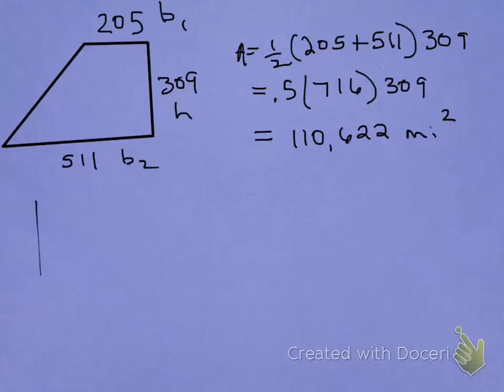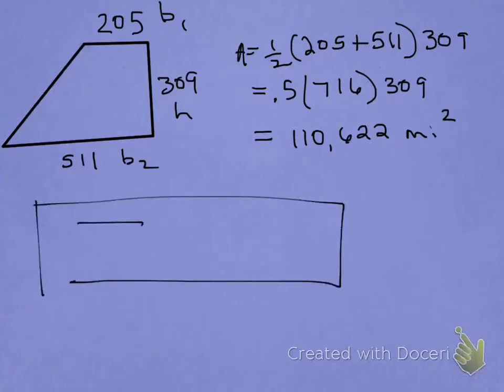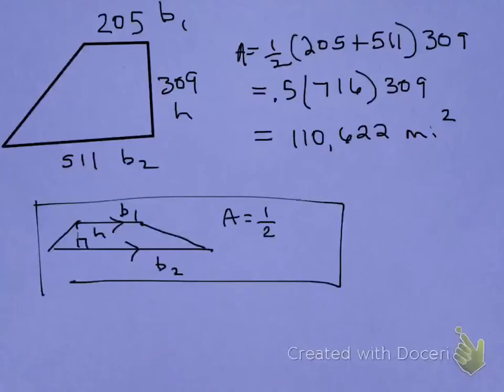So here's the most important information you need for a trapezoid. You have two parallel sides. These sides are parallel. These are my bases, base 1 and base 2, and at some point I have a height which forms 90 degrees with the bases, okay? And my equation is 1/2 base 1 plus base 2 times the height.